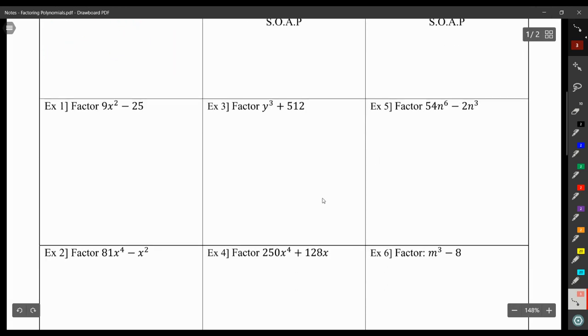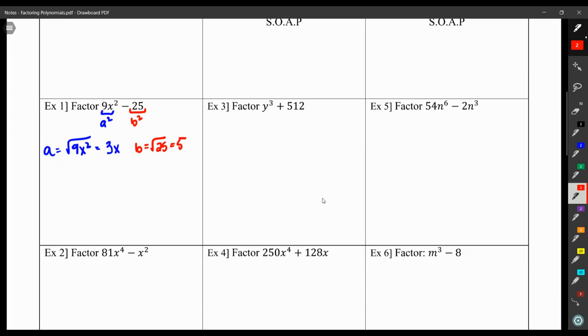So for example 1, always look for a GCF first. So 9x squared and negative 25 do not have a common number that I can divide out. So then we see, well, there's 2 terms and there's a subtraction. So possibly this could be difference of squares. And so we check. This should be A squared if it is difference of squares. And so to find A, I should be able to easily take the square root of 9x squared. Square root of 9 is a 3, square root of x squared is x. So far, this follows the difference of squares. 25 should be B squared, and so to find B, I should be able to take the square root of 25, which is a 5. So this is a definite difference of squares.